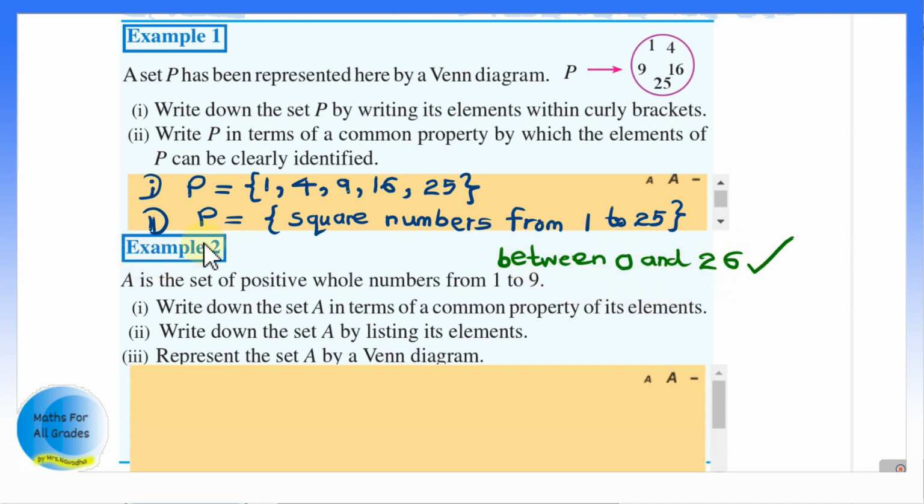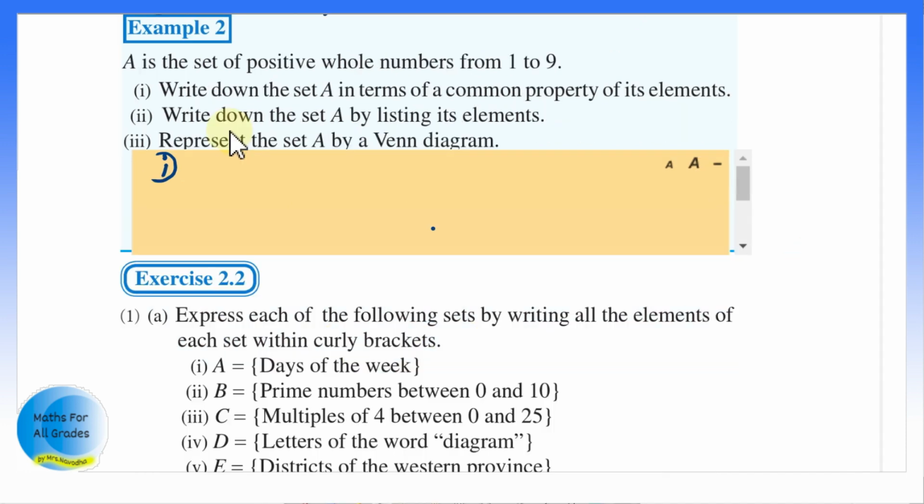Now let's read example 2. A is the set of positive whole numbers from 1 to 9. Write down the set A in terms of a common property of its elements. Then you have to write down the set A by listing its elements, and finally you have to represent it in a Venn diagram. We can write down the same statement that they have given here. Positive whole numbers from 1 to 10.